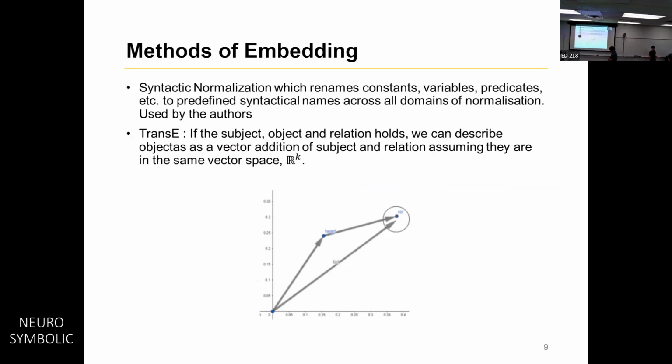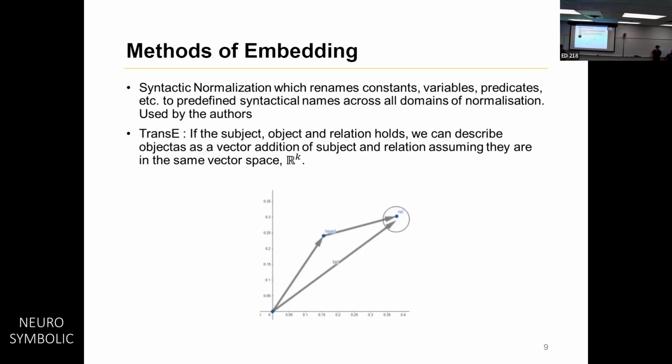So let's get to the machine learning part, like what we've been waiting for right now. The first option of embedding is syntactic normalization, which we will come to later because this is the main embedding method being used by the authors. But before that, we will describe some more machine learning forward methods of embedding.